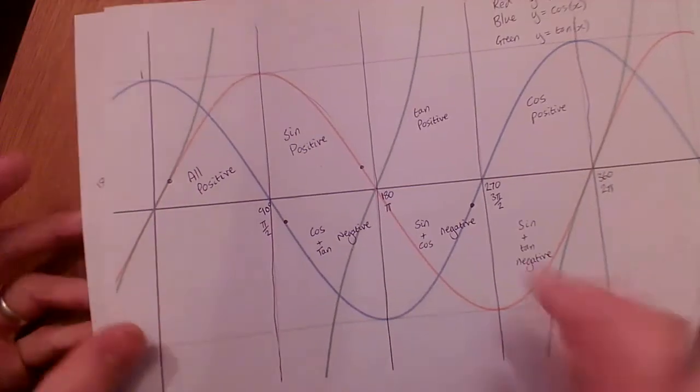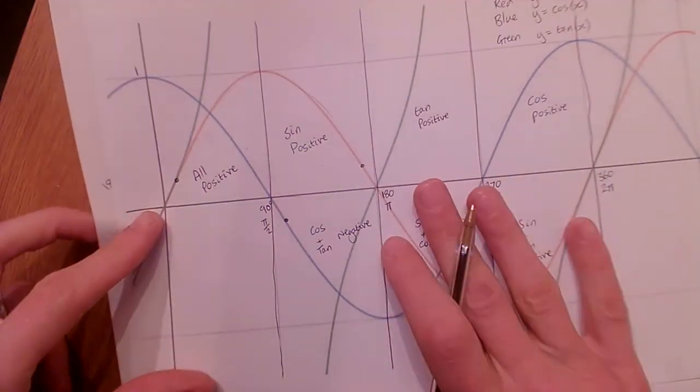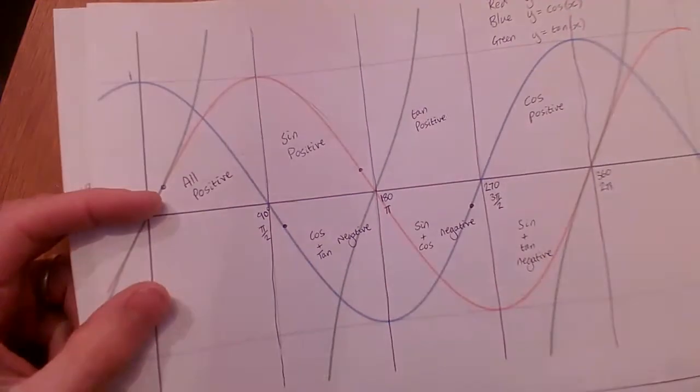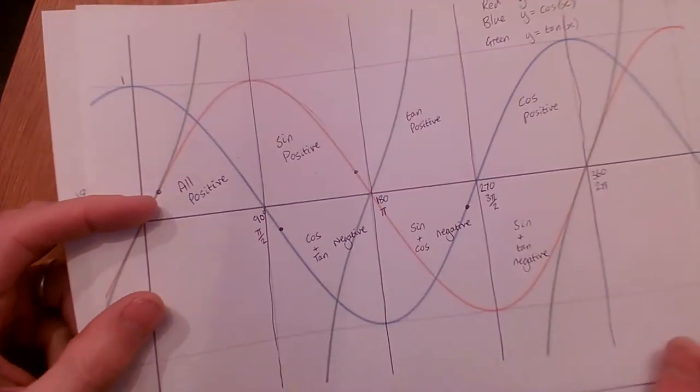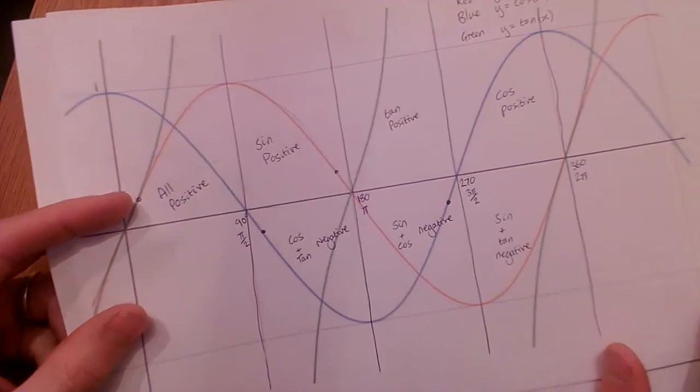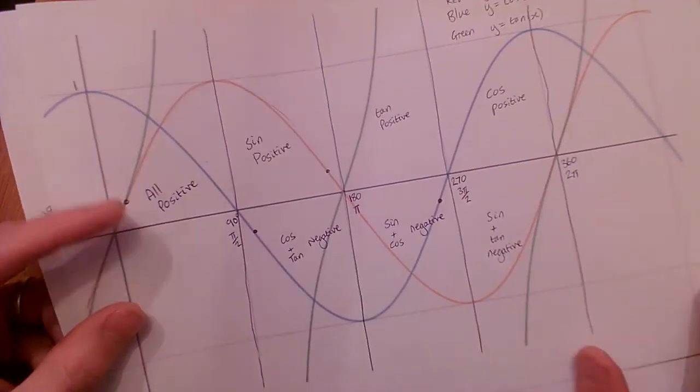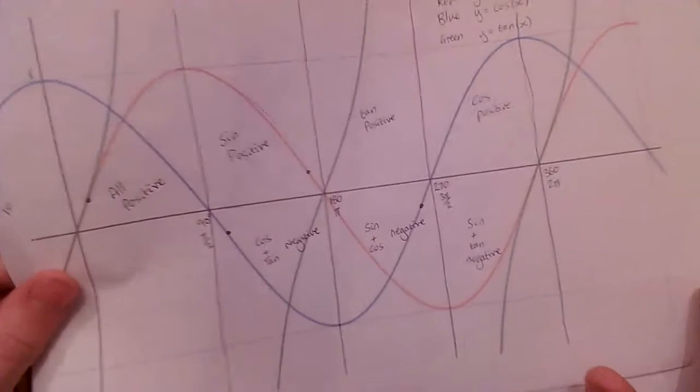So let's take this information that we've just got on this sheet of paper and our CAST diagram that we've just drawn, and let's start using that to help us solve some equations. So hopefully it's going to make more sense why we're spending all this time on it, because we'll see how it helps us solve some equations.